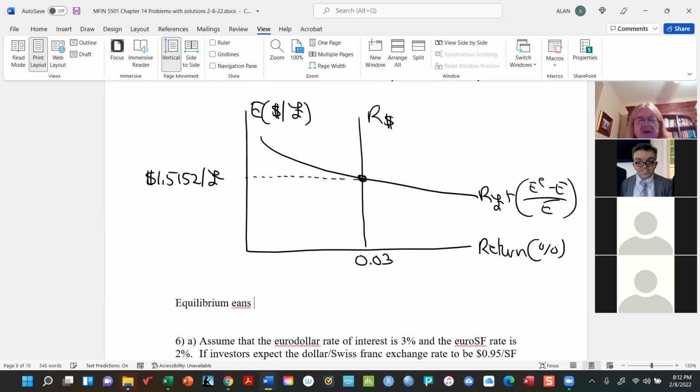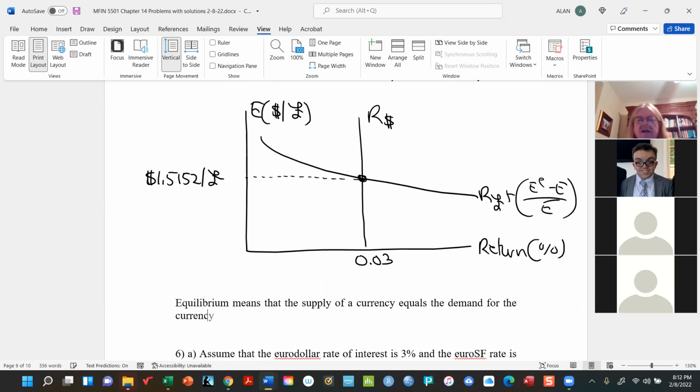that the supply of a currency equals the demand for the currency. All right, now we don't actually use supply and demand curves in this particular analysis, but going on behind the scenes are traders who are buying and selling currencies.